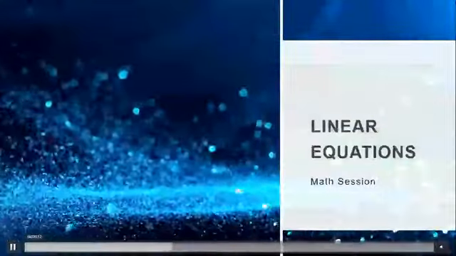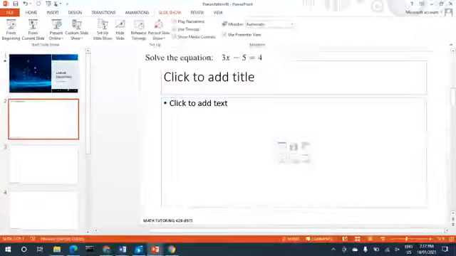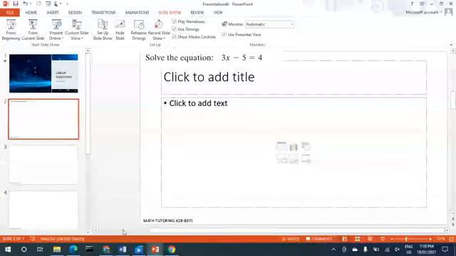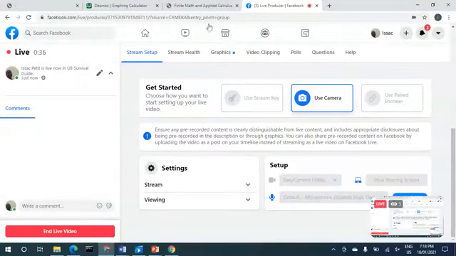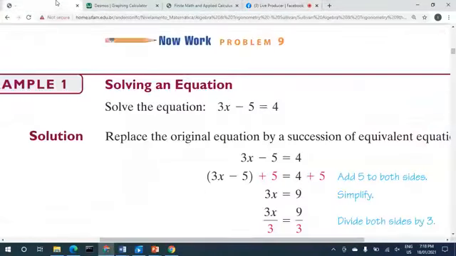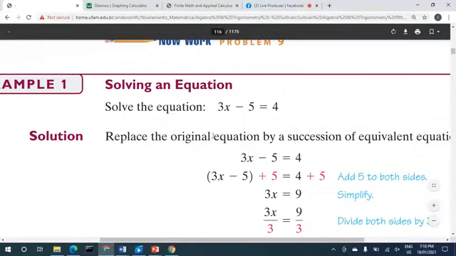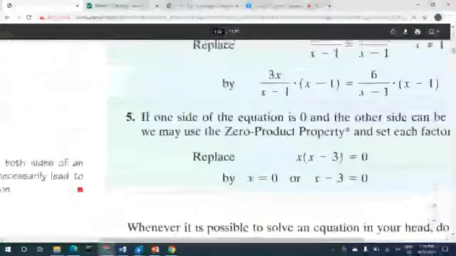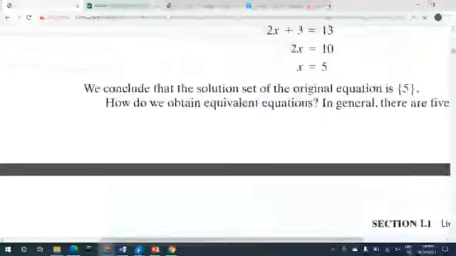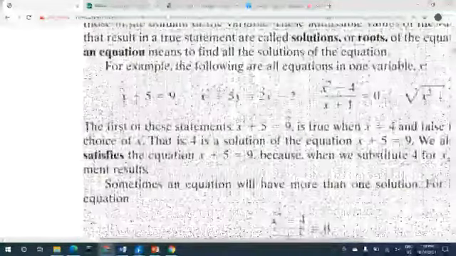All right, so let's consider the definition of linear equations. Let's go into the textbook and consider the definition of linear equations. I'm grateful for the persons who have already come and are watching.